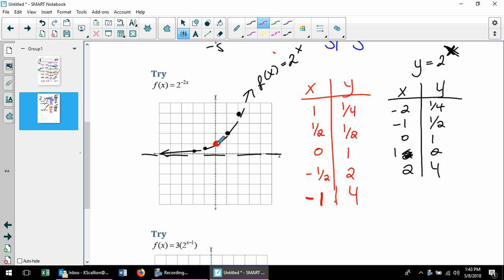What do we call that point that's shared by the parent graph and then the transformation graph? Invariant point. Just a friendly reminder. So at 1, we're at a quarter. And at 1/2, we're also at a half. At negative 1/2, we're at 2. And at negative 1, we're at 4. Now all of a sudden our curve is going to be a lot steeper. My asymptote is going to stay the exact same because there was no shift. So this one is f of x equals 2 to the exponent negative 2x.